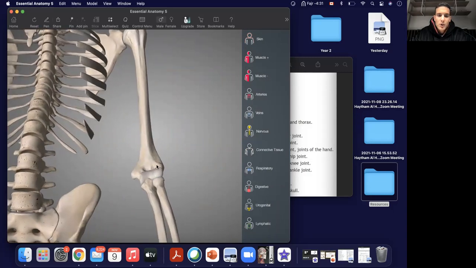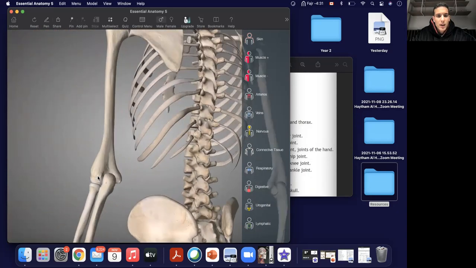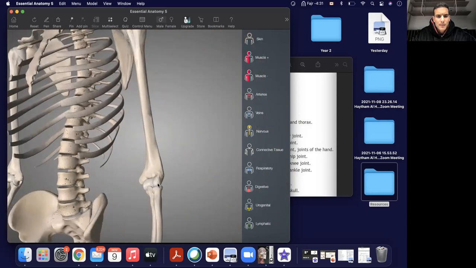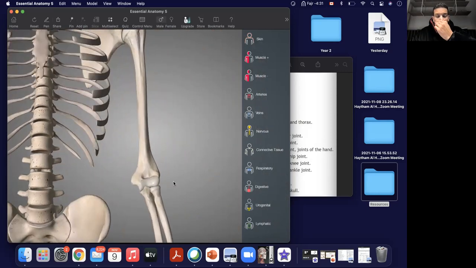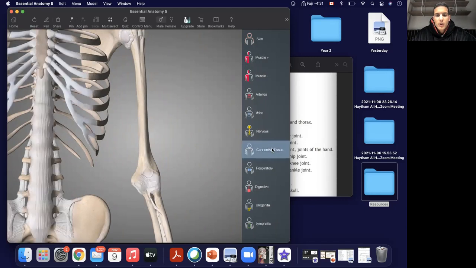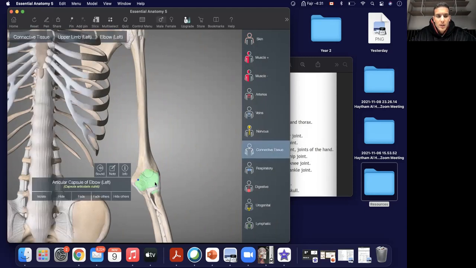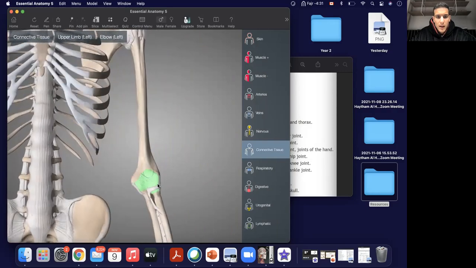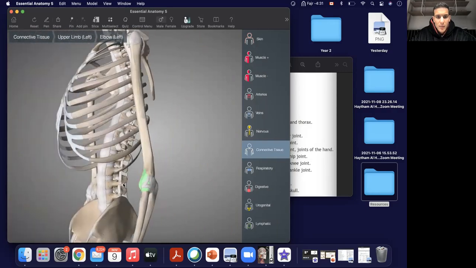Above the capitulum, there's the radial fossa. Then you have the olecranon process. Above it is the olecranon fossa, and then you can mention that it's a hinge joint, and you can mention the ligaments. Here, there's an articular capsule around the elbow, of course. And the ligaments present right here.